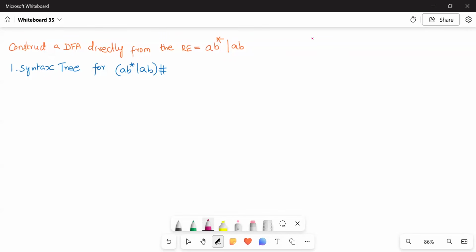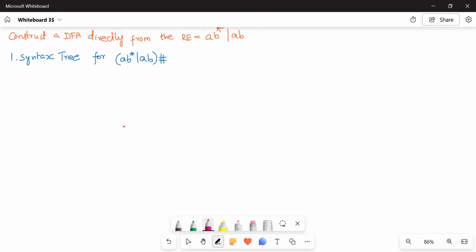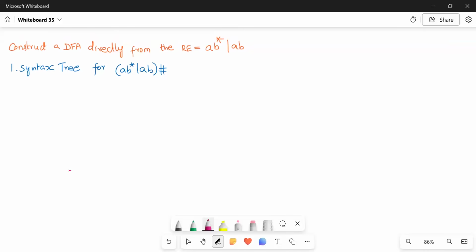Hello everyone. In this lecture, we are going to discuss an example for direct conversion of a regular expression to DFA. The problem is to construct a DFA directly from the regular expression A B star bar AB. The first step is to construct the syntax tree for the augmented regular expression. It means constructing the syntax tree for the given regular expression followed by hash. So first we need to construct the syntax tree.